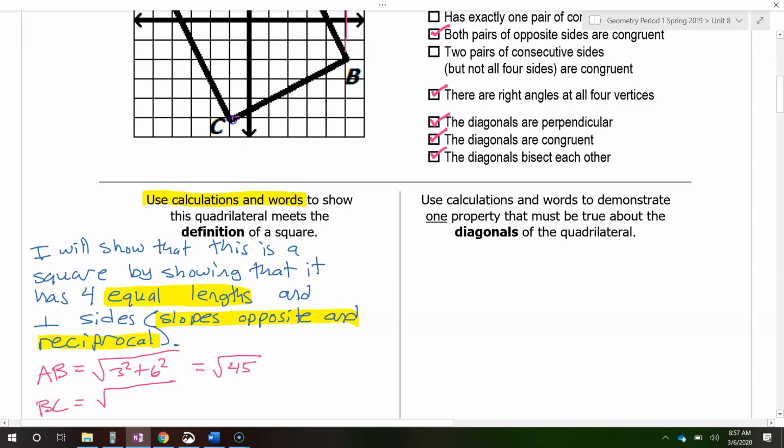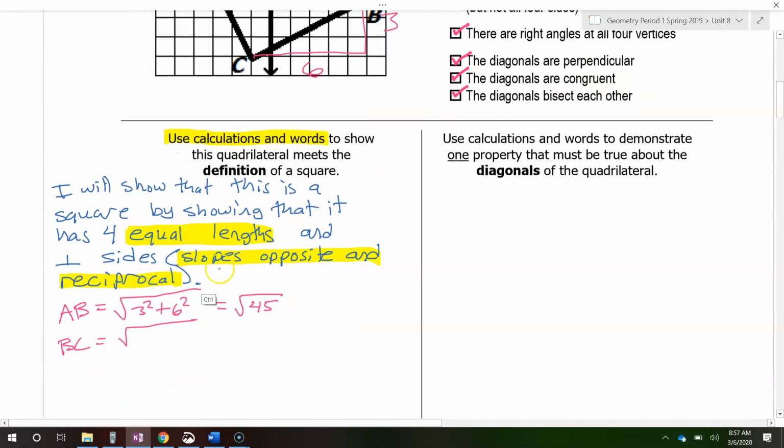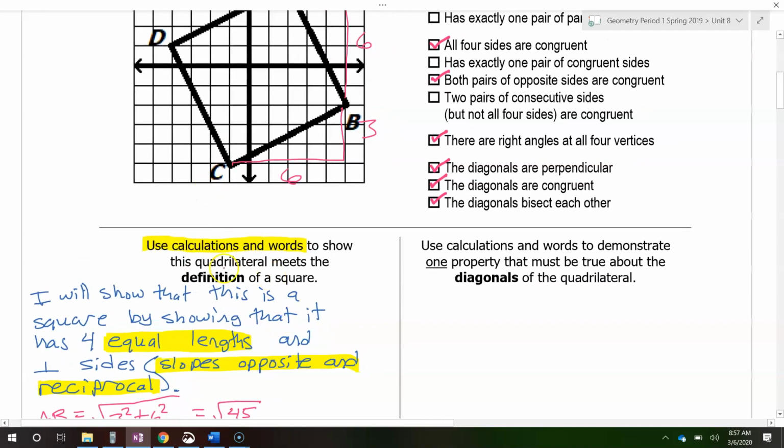All right, so BC is right here. And is this 6 again? All right, it's 6 and 3 again. So of course, that's going to give us the same answer, square root of 45. All right, now let's do CD.